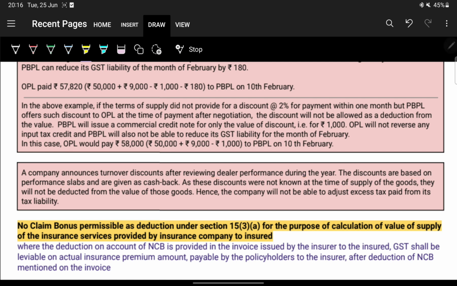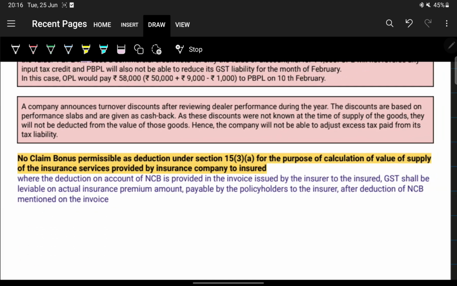Next. There's one point that we had missed relating to the no claim bonus. Basically when you are paying insurance premium and you have not made any insurance claim for that particular year, the insurance company will give you a no claim bonus. Based on that, how do we treat that no claim bonus? Do we treat that as a discount? Let's find out.